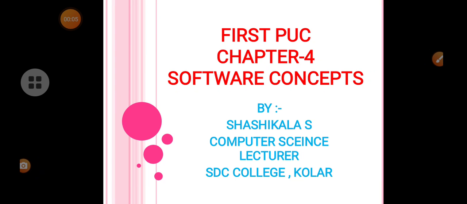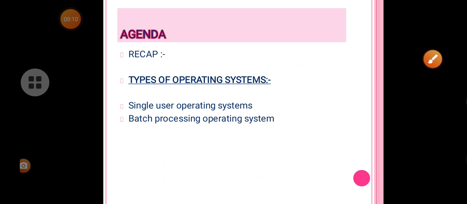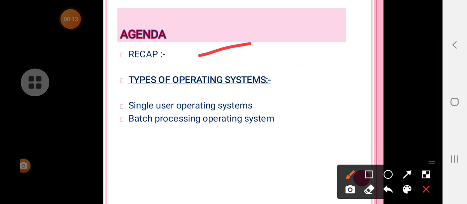In this session, I am going to discuss chapter 4, that is software concepts. So let me begin this class with the agenda. The agenda goes like this: the recap of the concepts which I discussed in the earlier classes.